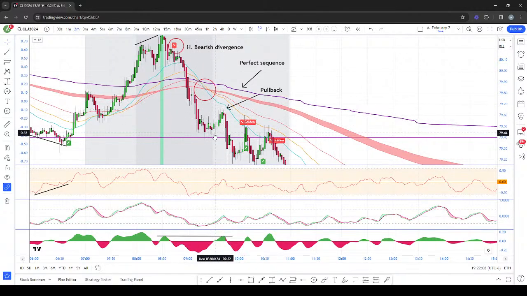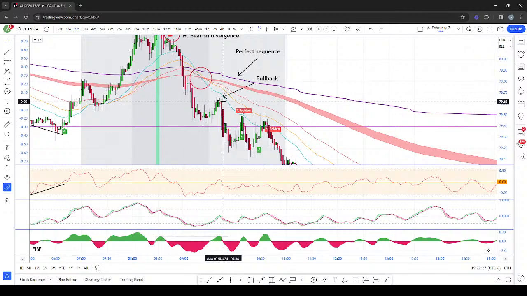So you get that nice pullback, and it's bouncing right off of the main pivot point in here too. So that's the one other thing that I really like to see. And as price is coming up, you could take the trade on a bearish candle. If you're getting the signal, take it on the signal, and you can take a short.